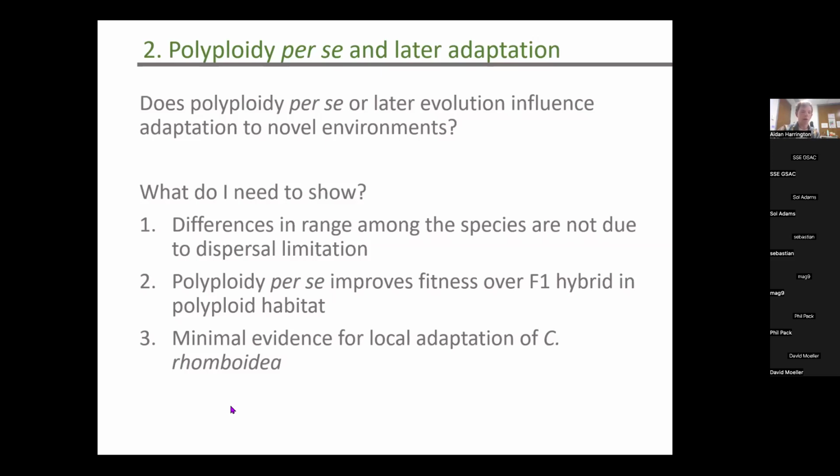The second is that I need to show that polyploidy per se improves fitness over the F1 hybrid in the polyploid habitat. So whether or not the neopolyploid is actually capable of living in those interior montane forests where Clarkia rhomboidea lives. And then I would also need to show that there's not evidence for local adaptation of C. rhomboidea if I wanted to show that the alternative niche happens to be widespread, and that is the driving force behind range expansion.